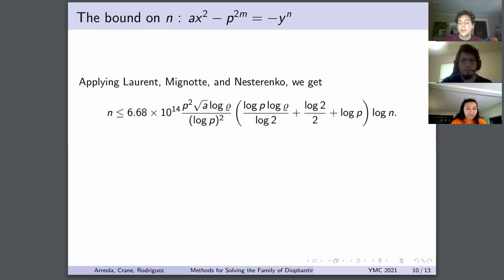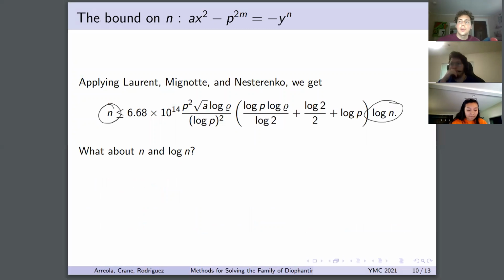And so in our paper, we apply it, we do some math, and we end up with something like this. So this is a pretty good bound on n, but there might be one thing that you're noticing, is that we have a bound on n, and it's in terms of n. You can see this log n over here, as well as the n over here. And so what do we do about that? I'll give you guys a moment to pause if you want to think about it.